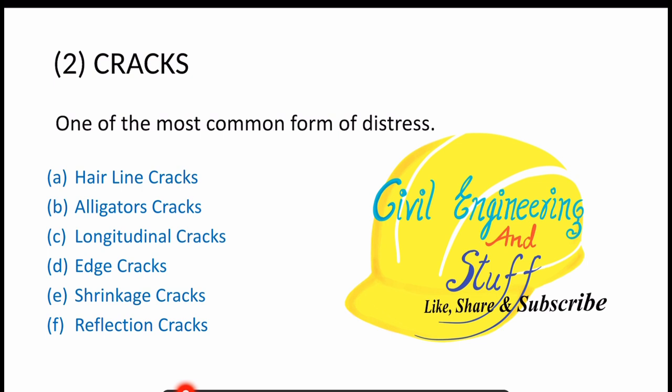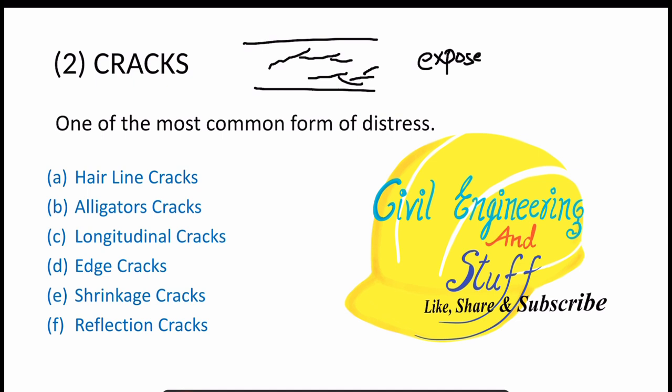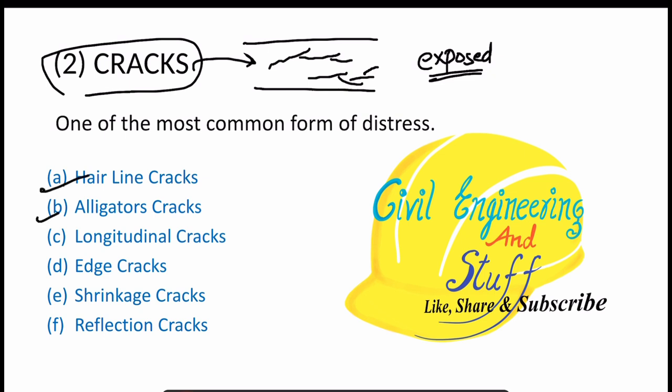All right, so cracks, in the simplest terms, are the cracking over the surface of the flexible pavement. Surface means the surface that is exposed to prevailing traffic conditions. Now, depending upon the intensity and the pattern of cracking, we have hairline cracking, alligator cracking, longitudinal cracking, edge cracking, shrinkage cracking, which we are going to cover as transverse cracking, and reflection cracking.